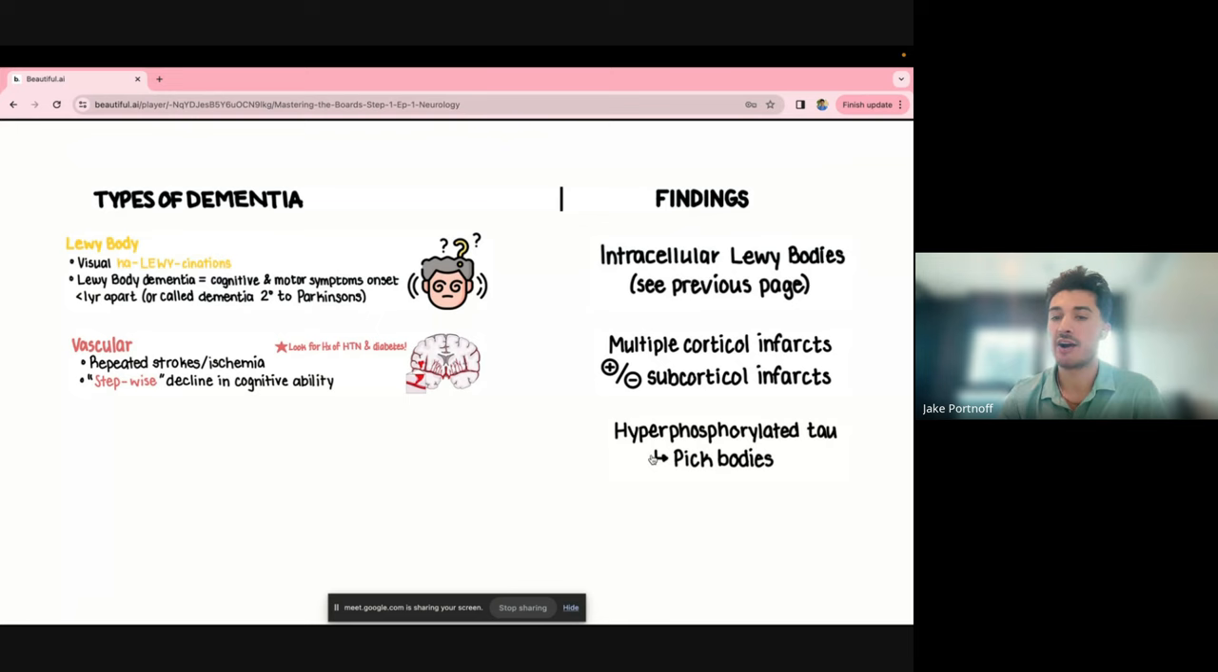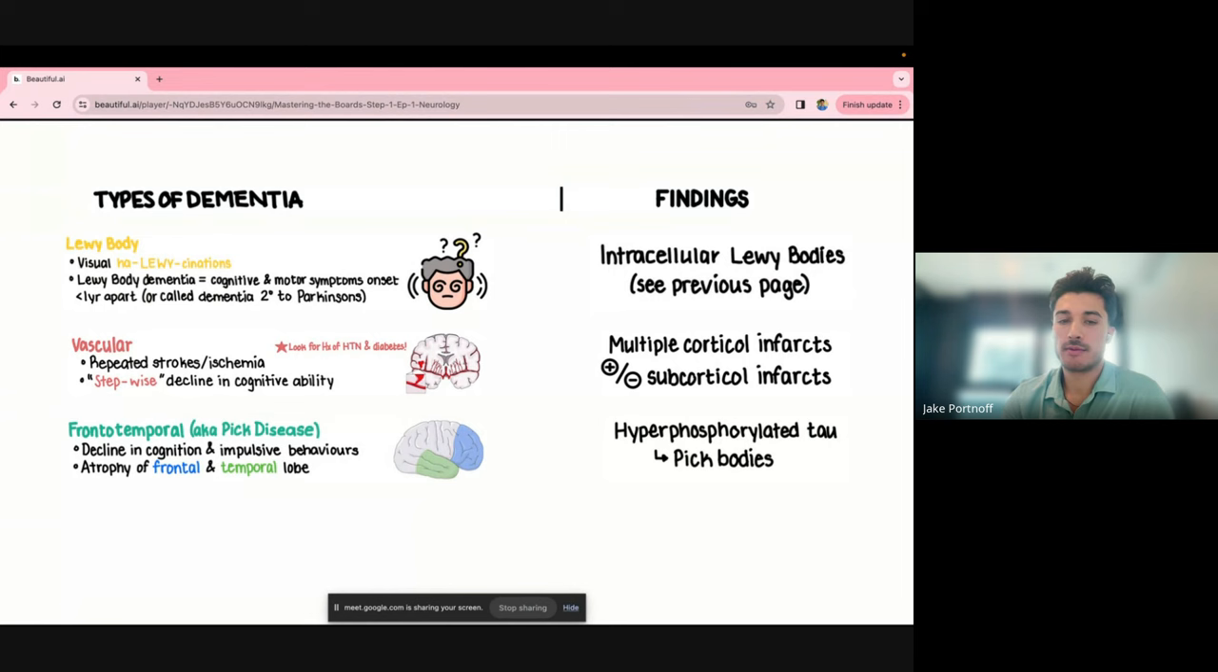Now, hyperphosphorylated tau, Pick bodies. What type of dementia is that? Frontotemporal, exactly. Frontotemporal, AKA Pick's disease. This is where you're going to look out for a stem describing someone impulsive, hyper-aroused, hyper-aggressive, hypersexual. Look for frontotemporal dementia. Look for atrophy of the frontal and temporal brain. And then on histology, again, our hyperphosphorylated tau, our Pick bodies.